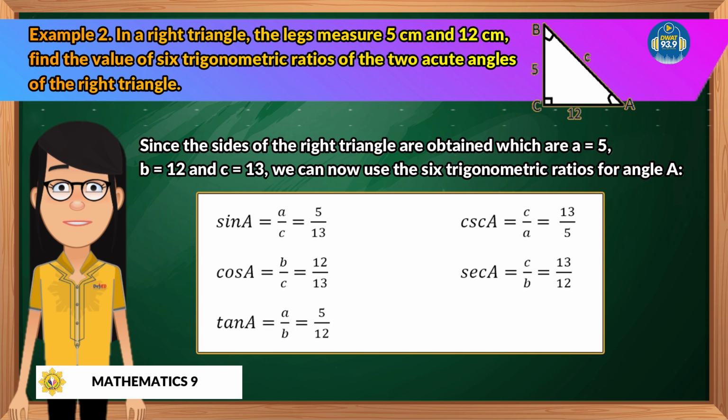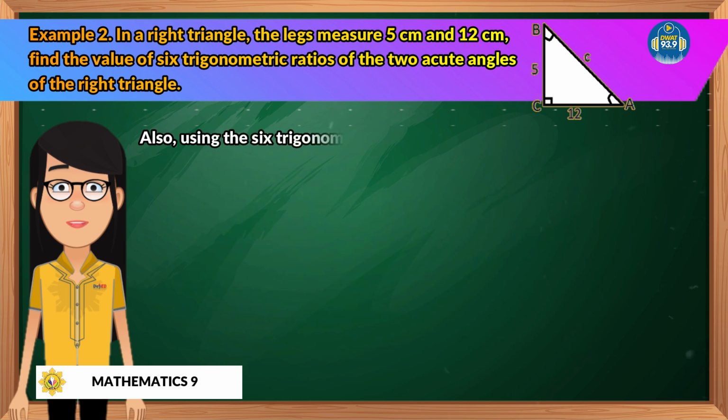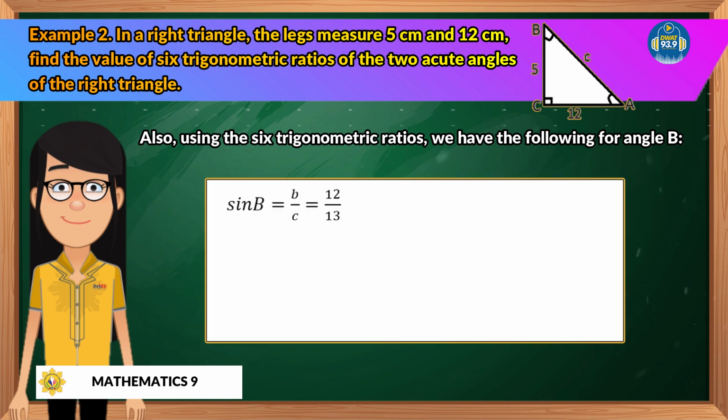Next, for tangent A, we have A over B, or 5 over 12. And for cotangent A, we have B over A, or 12 over 5. Also, using the 6 trigonometric ratios, we have the following for angle B. Sine B is equal to B over C, or 12 over 13. For cosecant B, we have C over B, or 13 over 12.